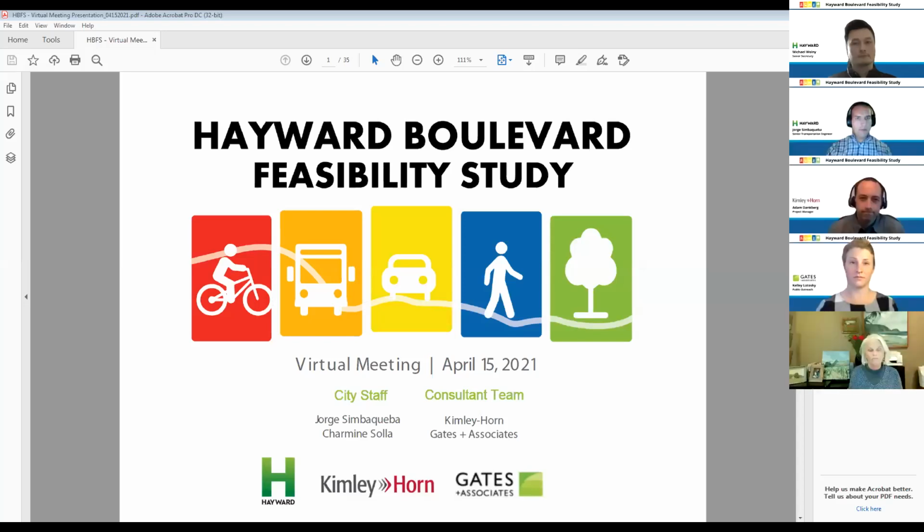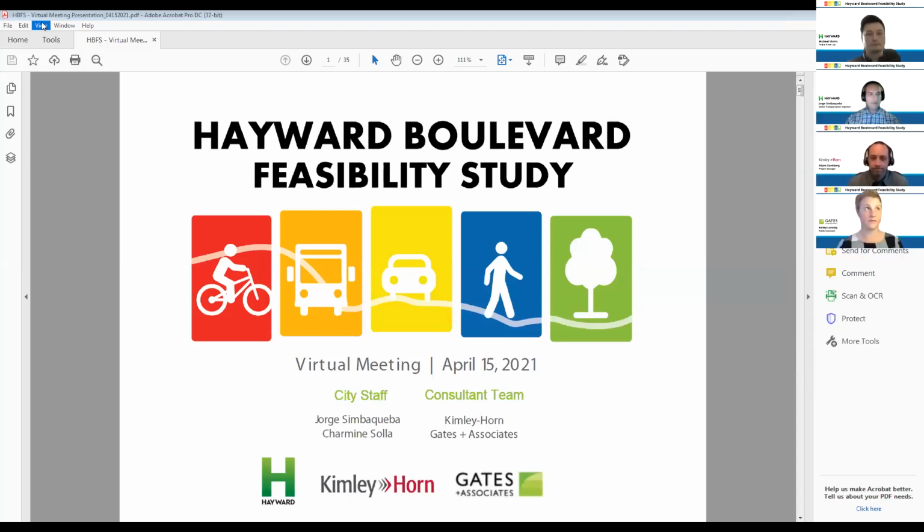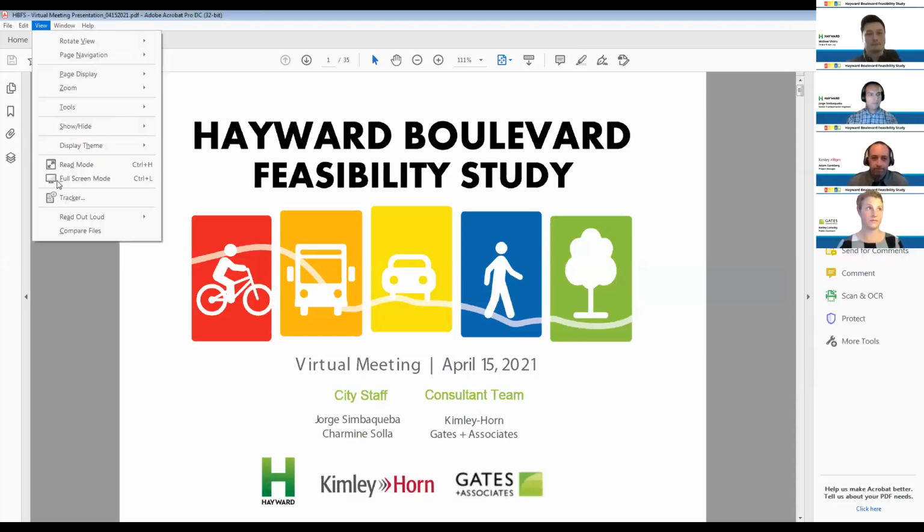Sounds good. Great. So if you want to go to the first slide, we may just overview some of the Zoom protocols while people are waiting. I think most people know how to do this by now, but we can walk through it. So during the presentation, welcome to the virtual meeting for the Hayward Boulevard Feasibility Study.